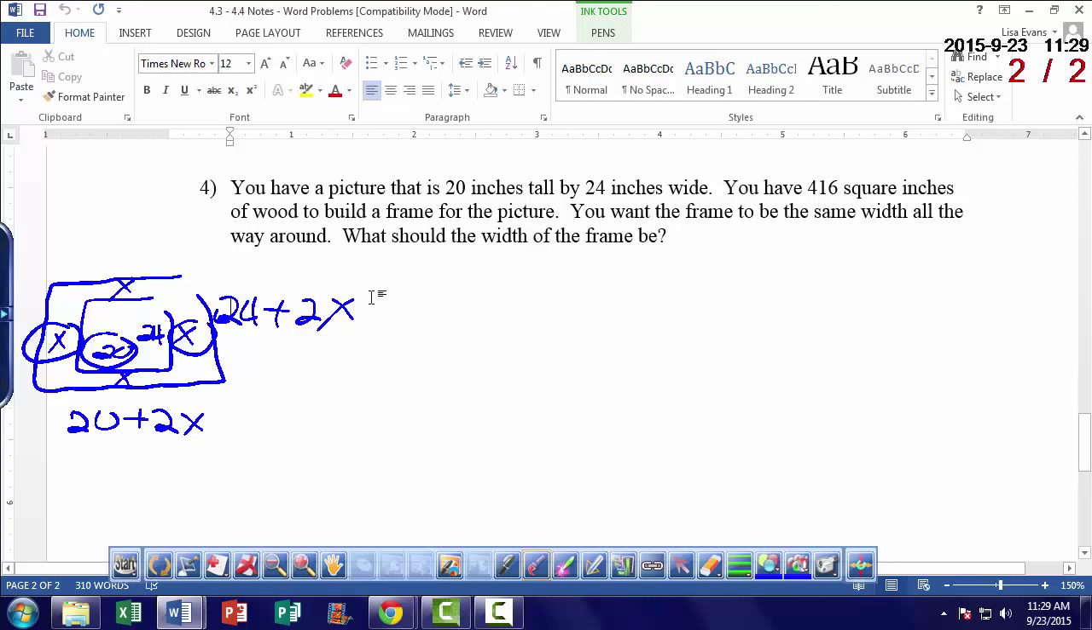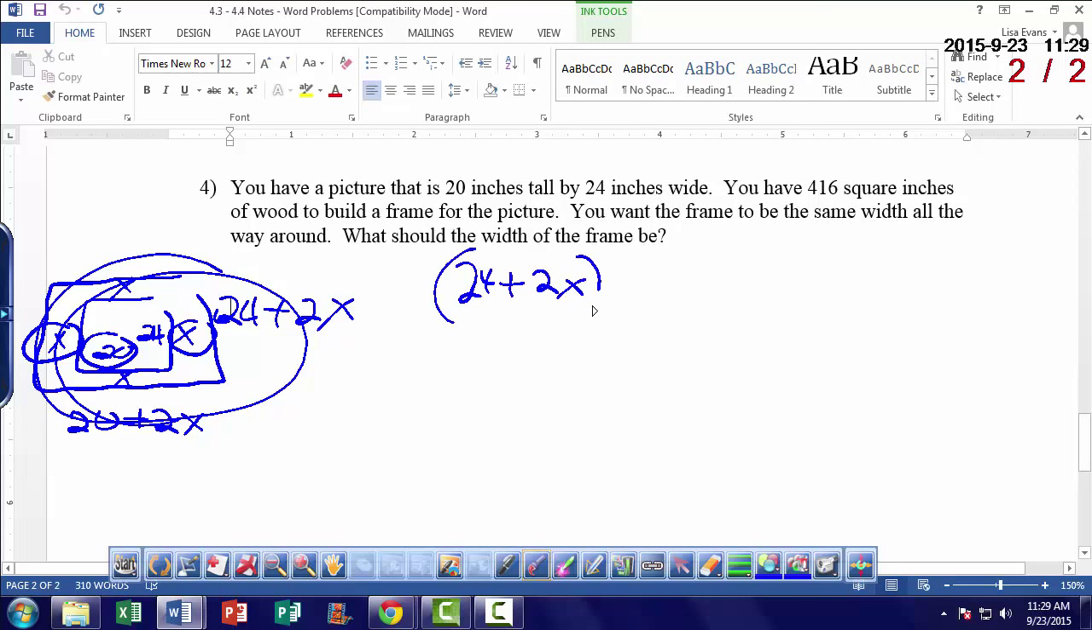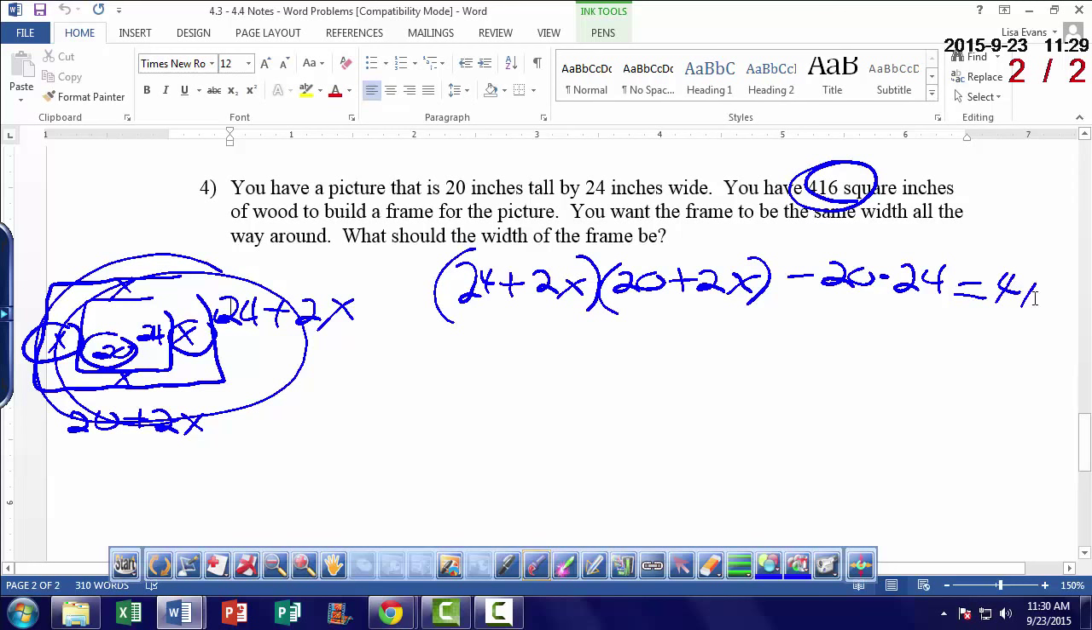Now we're going to go ahead and do the same thing. So we want to know the width. We're going to take the area of the whole thing. So the area of the whole thing is going to be 24 plus 2x times 20 plus 2x. We're going to subtract out the area of that picture inside. That's going to be 20 times 24. We know that's going to equal the area that we have left because we're going to use up what we have left of wood to build the frame.